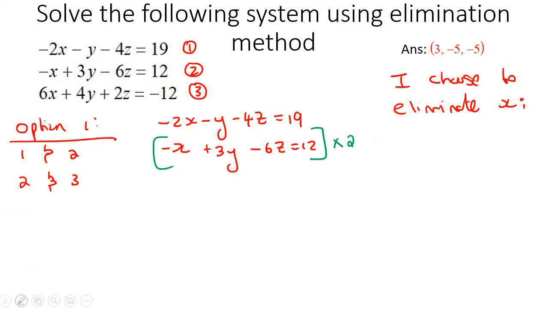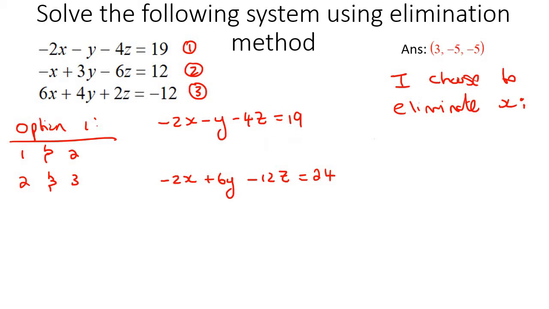So that's going to give us negative 2x plus 6y minus 12z equals 100. Whoa, Kevin, where are you getting 100, my bro? 24. Okay. And then I'm just going to rewrite that over here.